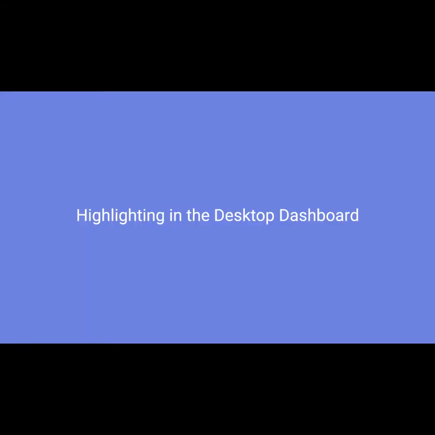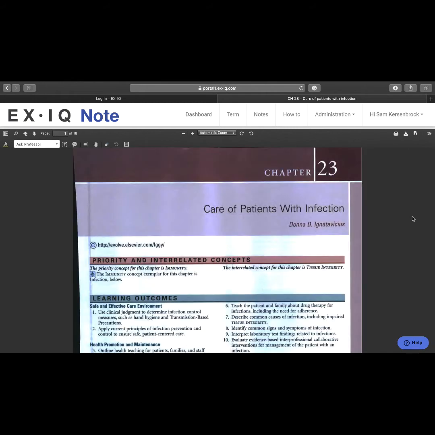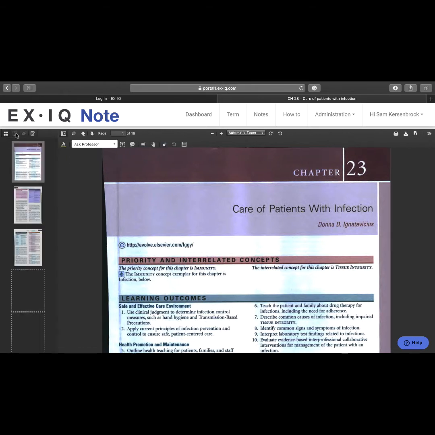Now that you know how to access your IQ books on the desktop dashboard, let's go over how easy it is to make highlights. Open an IQ book. I will choose Week 1, Chapter 23. When you open up an IQ book, a screen will appear, and at the top of the screen, there will be a navigation bar. On the far left side, there is a toggle sidebar button that allows you to quickly navigate through your notes and highlights.